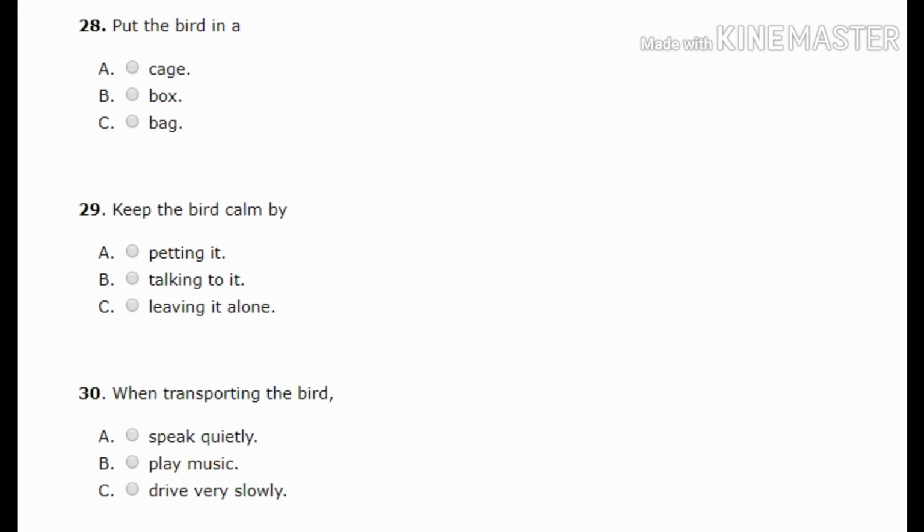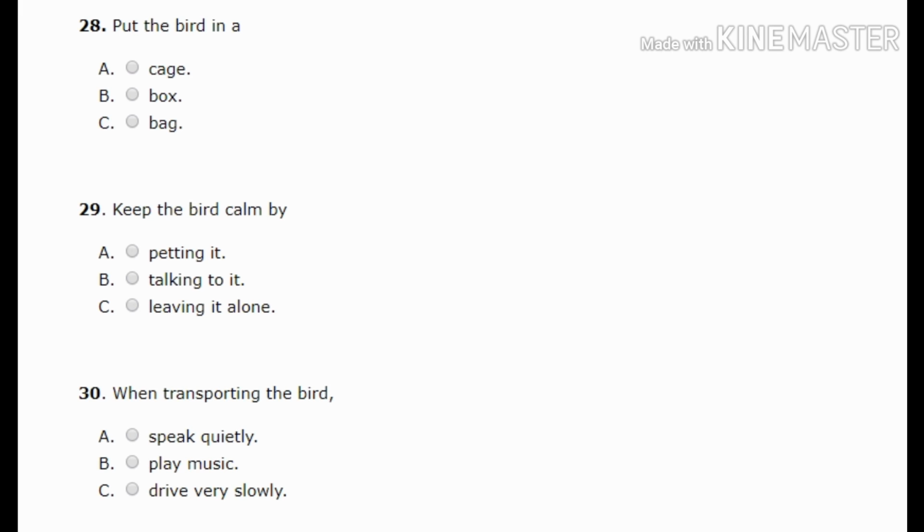We should let them know that a cage isn't necessary, and a bag, especially a plastic one, could hurt the bird more. Another thing we need to say is that the best way to help the bird stay calm is not by petting it or talking to it, but by leaving it completely alone. Then people should take the bird to the bird rescue center as soon as possible.